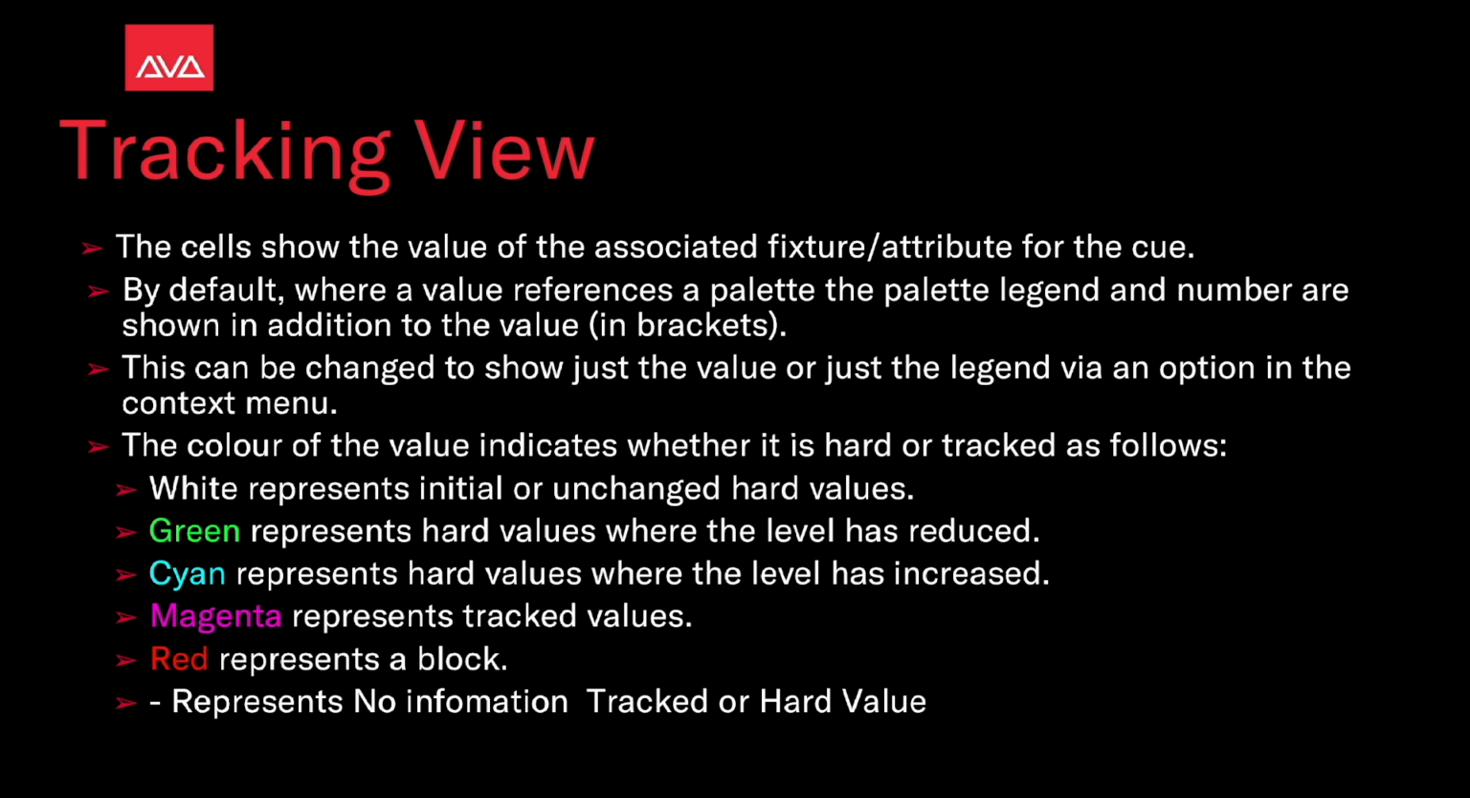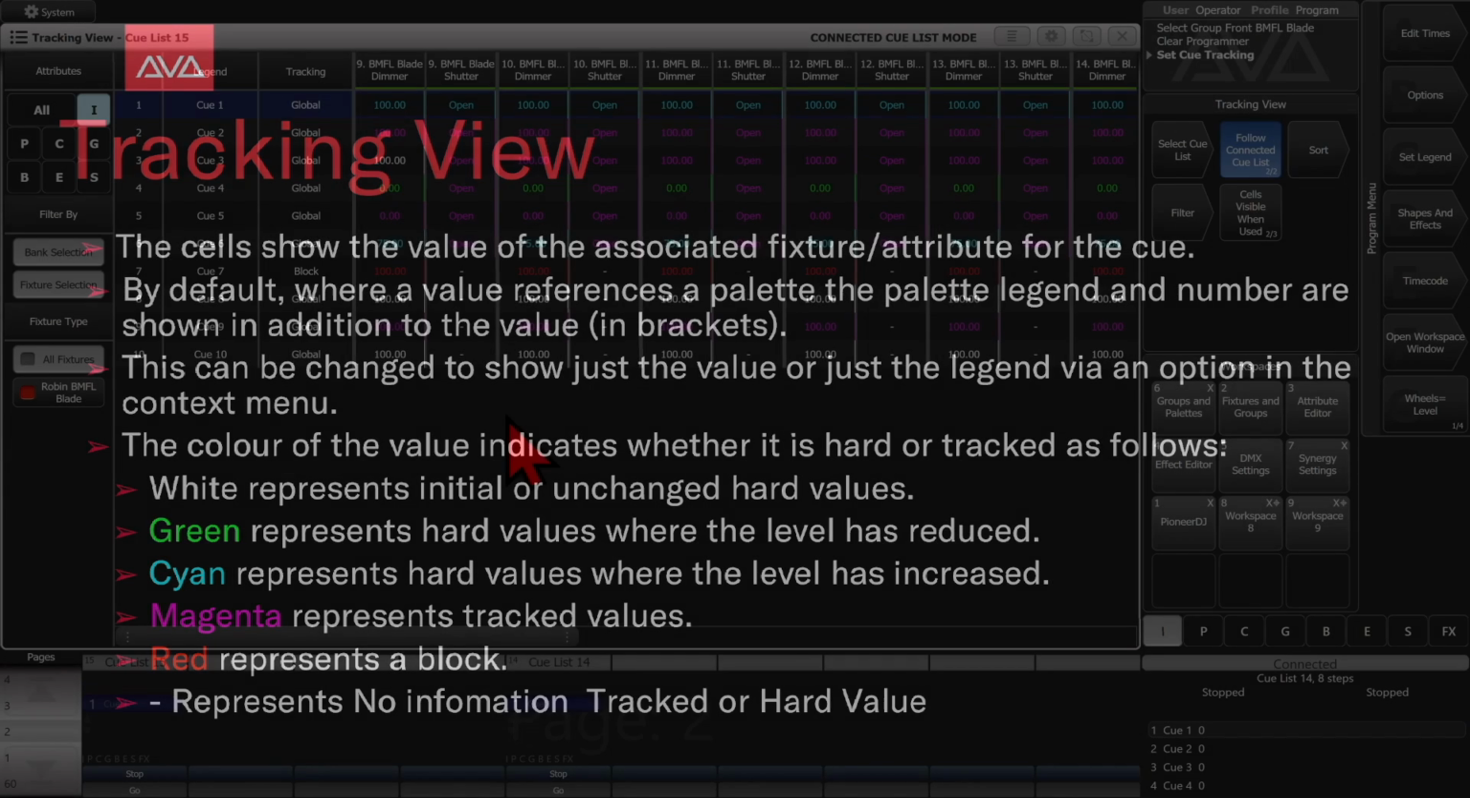White represents an initial or unchanged hard value. Green represents hard values where the level has reduced. Cyan represents hard values where the level has increased. Magenta represents tracked values. Red represents a block. A dash represents no information tracked or a hard value. So let's have a look at that.